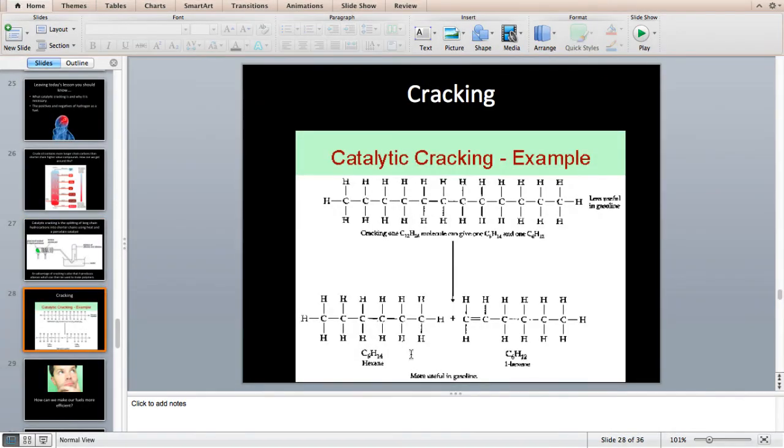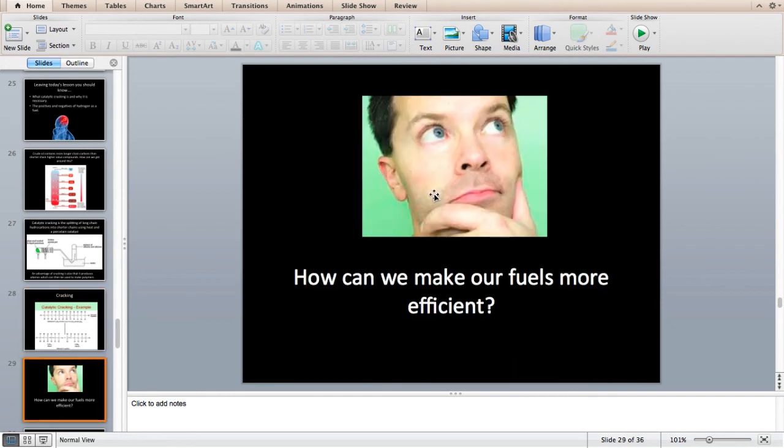Now this will be an example of cracking here. You can see we're getting a split just here at this carbon. These two carbons split apart, and you end up with an alkene on this side and an alkane on that side. So you're splitting a long chain into two shorter chains that are much more useful and much more valuable. The way this usually comes up in exam questions is they will generally give you the two products or one of the products and ask you what the start material is. We'll practice some examples like that in a further video.